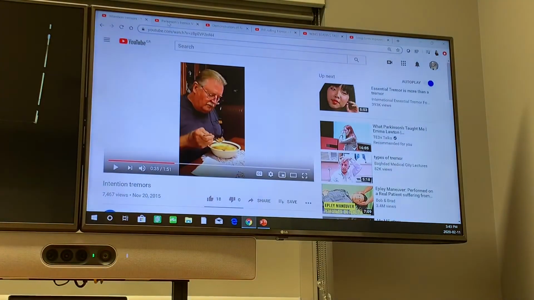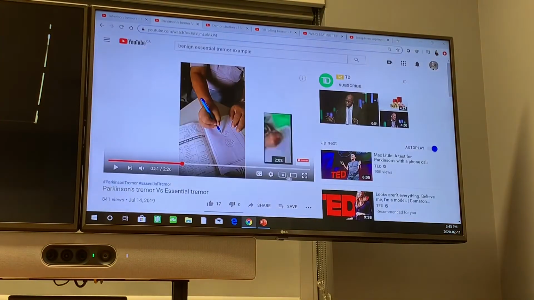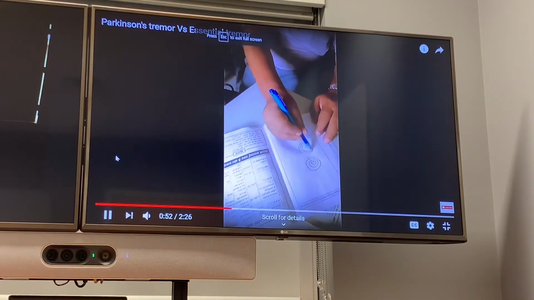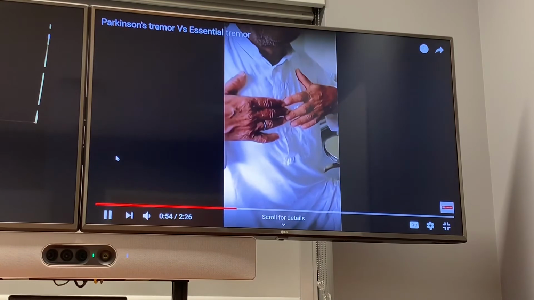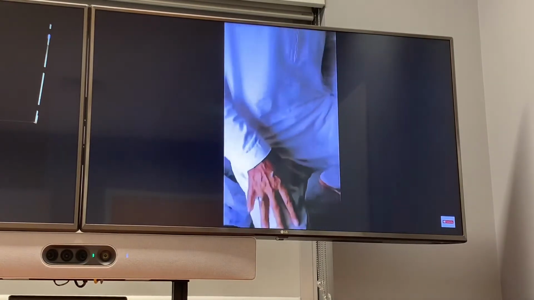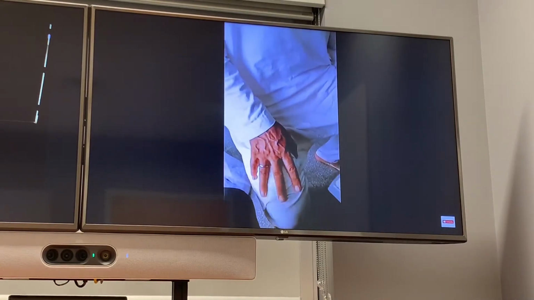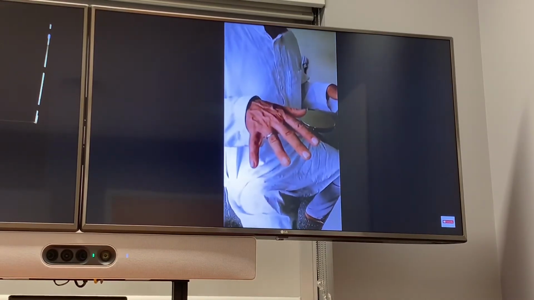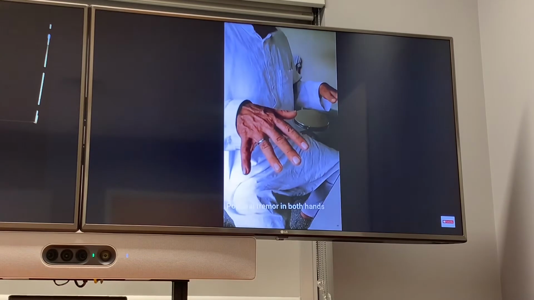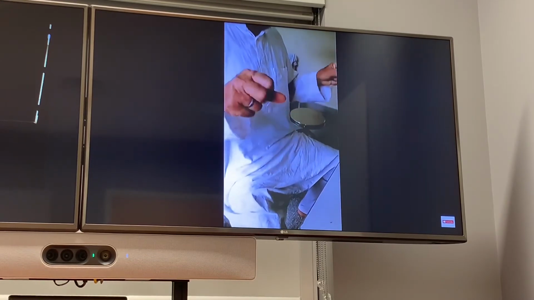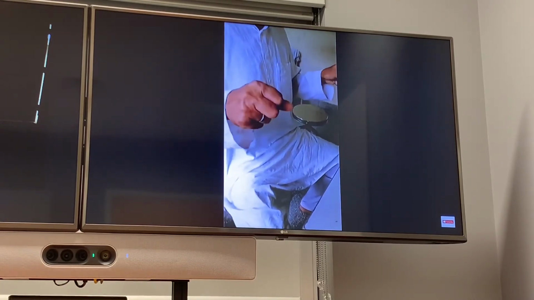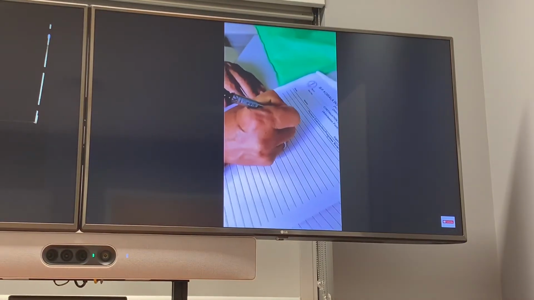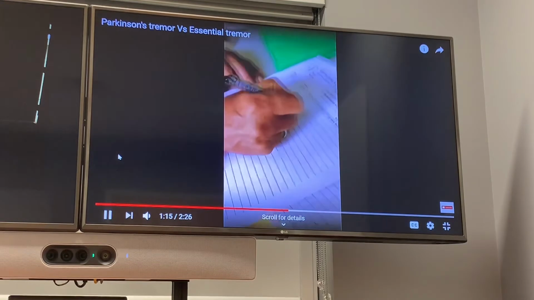There's a second video that I thought was also quite good, and the person actually narrates it, which is useful. And during the resting state, there is no tremor at all. But when asked to outstretch the hand, there is a tremor, and it occurs bilaterally in both hands. And when you ask them to write on a paper, they have difficulty writing, and their handwriting is so bad.